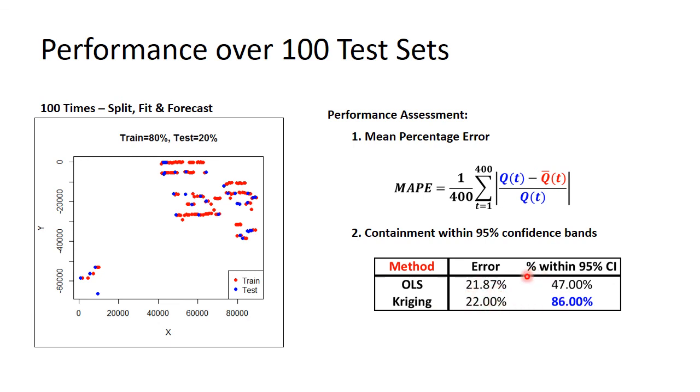But if you look at the confidence bands, with kriging we predict that 86% of the time we are within the 95% confidence band. So that means in terms of the prediction of the confidence band, we get much more accurate, or realistic, results than we do with ordinary least squares. And this is actually known when you compare kriging and ordinary least squares in general. So the kriging technique here is superior in that sense.